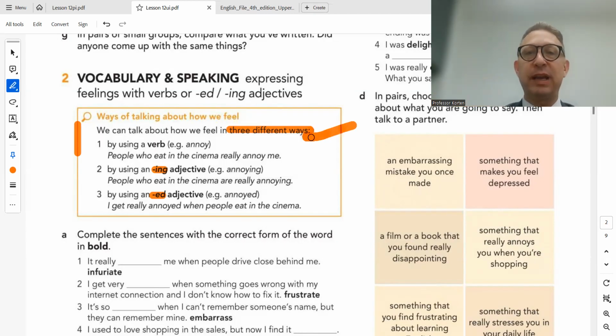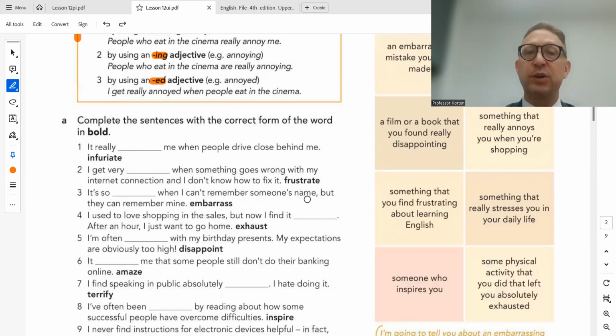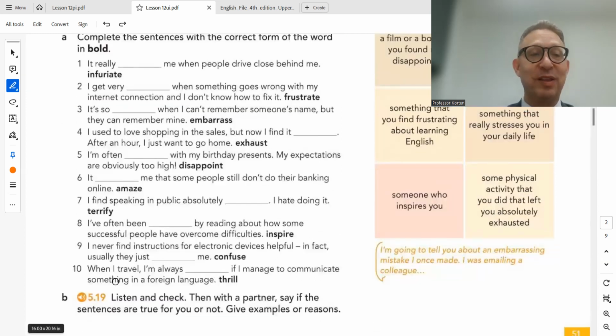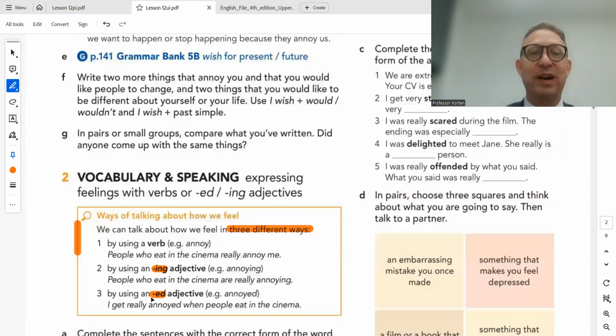All right, and then we have some practice here below. If you take a look here, these are great exercises. I actually don't want to do them. I want you to do them. And guess what? Then you can listen and check with 519.